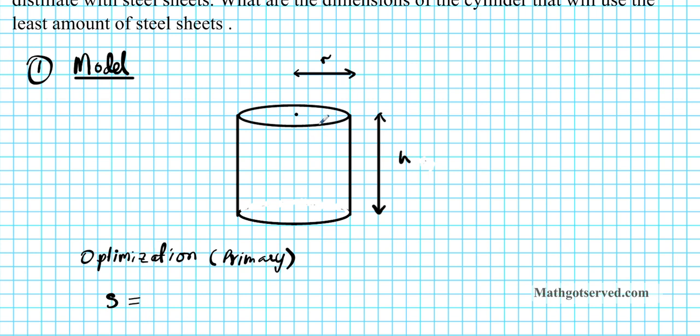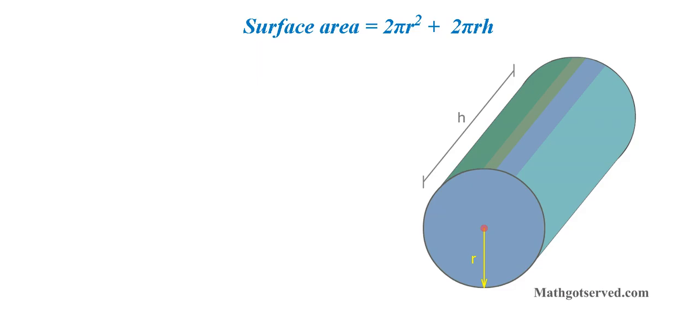Surface area is going to be the area of the top and the bottom. The top and the bottom are two circles, so that's going to be 2 times pi r squared. Remember, the area of a circle is pi r squared. All right, how about the lateral area? Now, if you cut this cylindrical tank by the side and laid out the lateral area, what is it going to look like? What you're going to have is a rectangle.